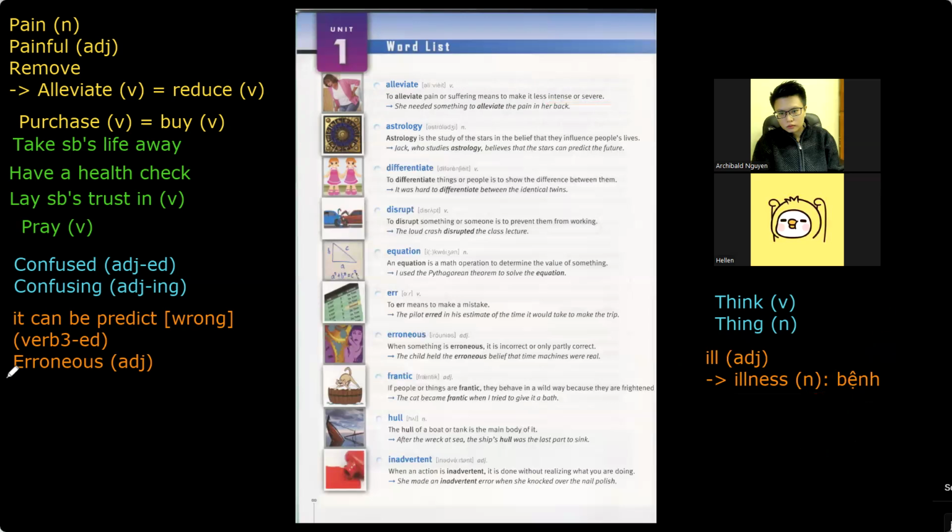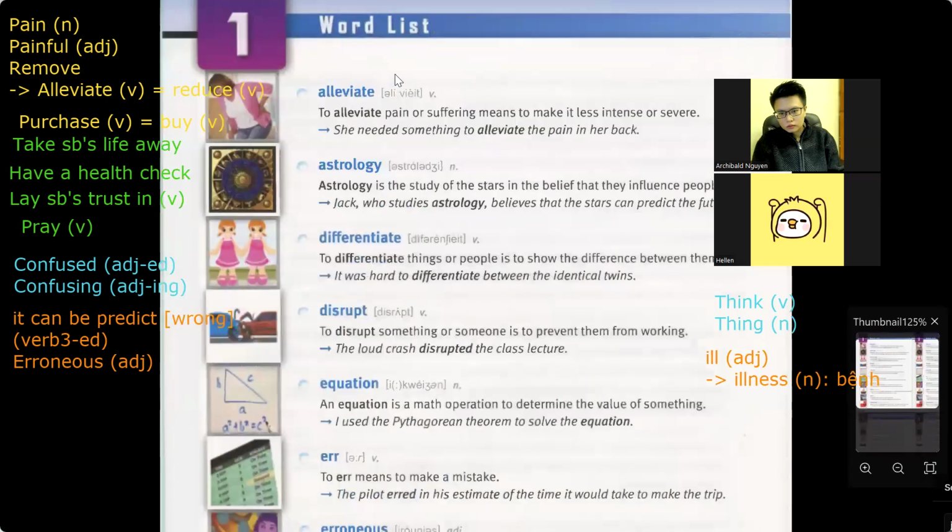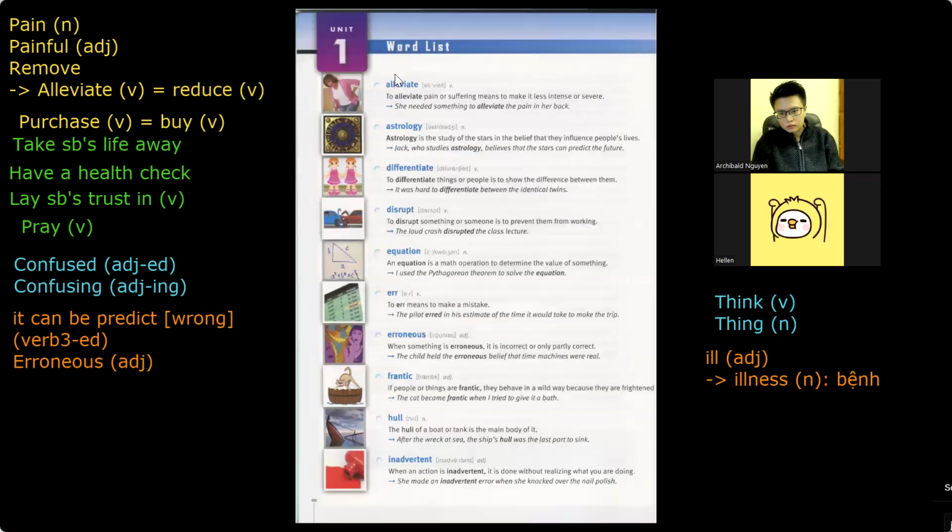Astrology is a field that I am studying. Yes, astrology is the field that I am researching.